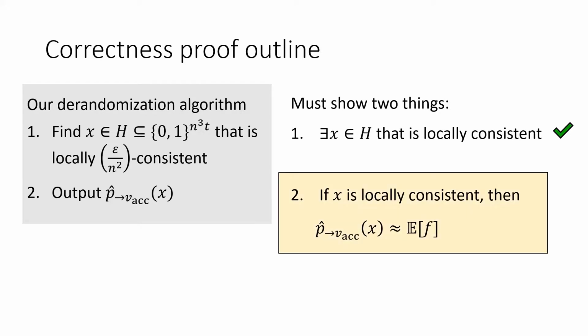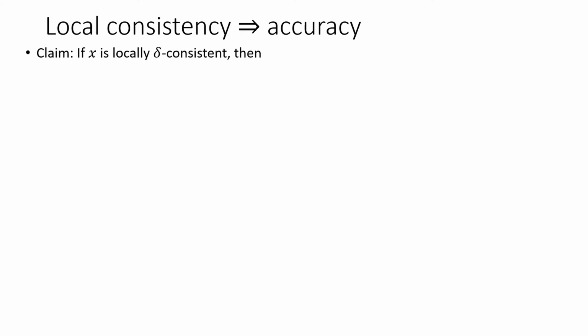Now let's show that if x is locally consistent, then the estimated probability of visiting the accepting vertex is accurate. In fact, we'll show that all the estimated probabilities of visiting vertices are accurate. To prove it, assume x is locally delta consistent. I claim that in layer i, the sum of the errors is at most n delta i. Let's prove the claim by induction on i. So we're starting at the beginning of the program and working our way to the end of the program. The base case i equals 0 is trivial because by convention, the estimated probability of visiting the start vertex is 1, and the estimated probability of visiting the other vertices in the first layer is 0.